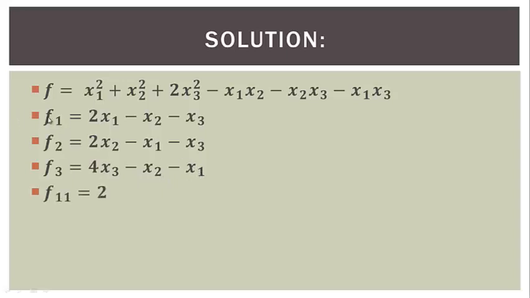Now differentiating this one with respect to x1, the derivative with respect to x1 will give us 2. Differentiating this one with respect to x2, the derivative with respect to x2 will give us 2. And differentiating this one with respect to x3, the derivative with respect to x3 will give us 4.